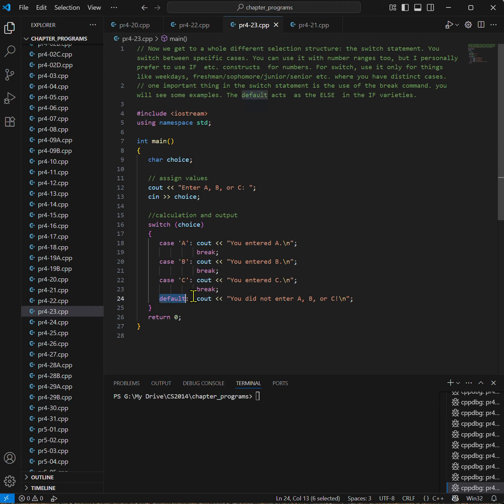The default over here acts kind of as an else in the if, else construct. So this catches everything else, and that's probably a good idea too, because if you would do it without this default statement and you don't have an A, B or C, nothing happens.